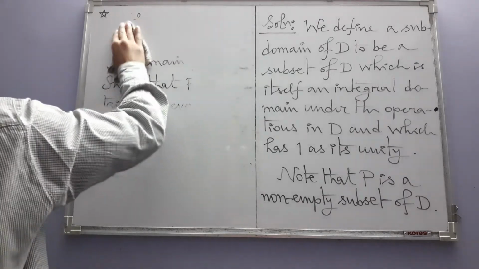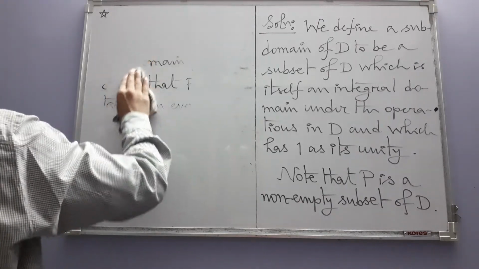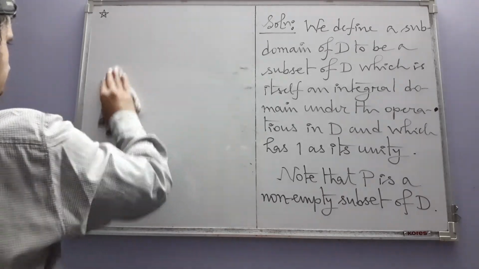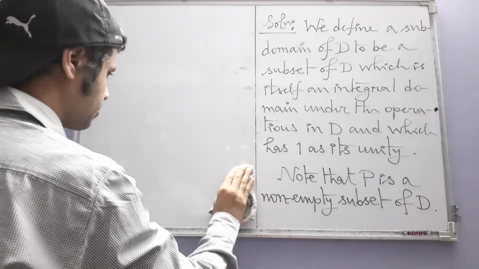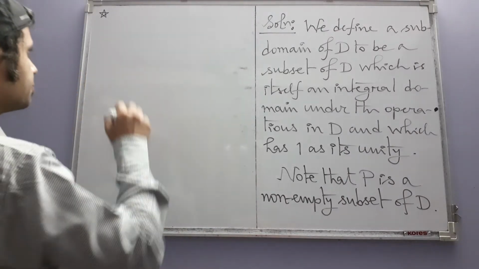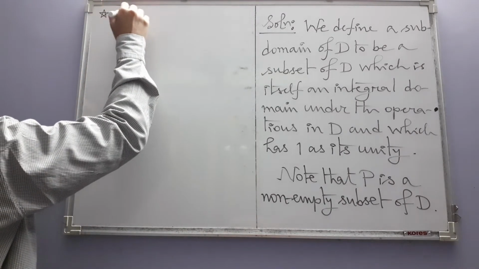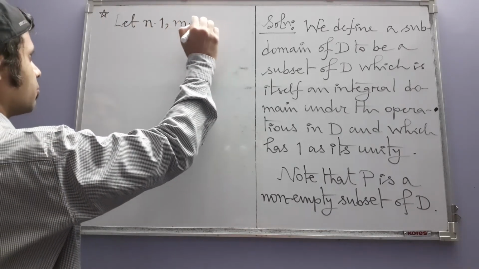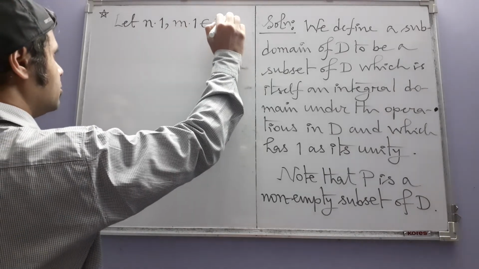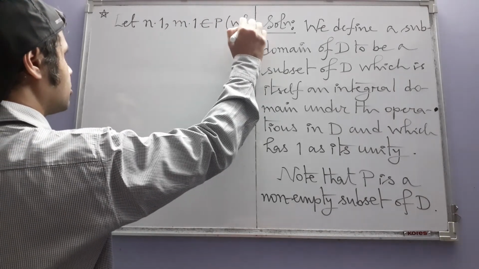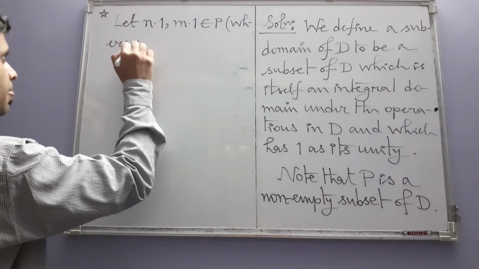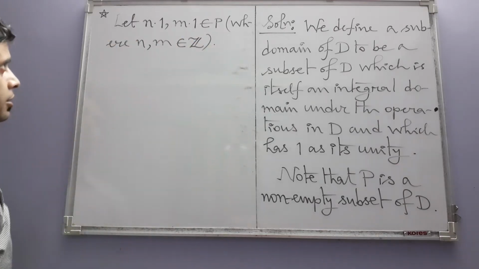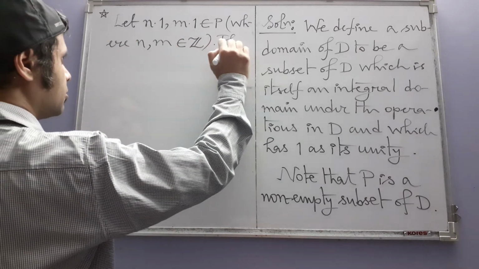So taking two elements from P means having two elements of the form, say n·1 and m·1, where n and m are integers. So that's how we are going to now take things. Let n·1 and m·1 belong to P, where of course n and m are arbitrary integers.